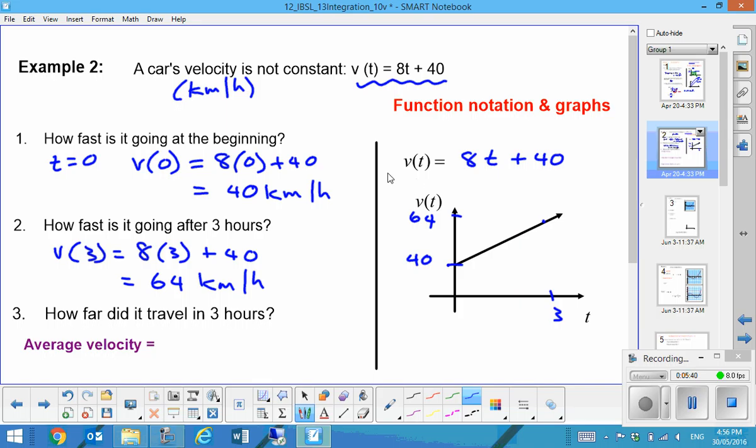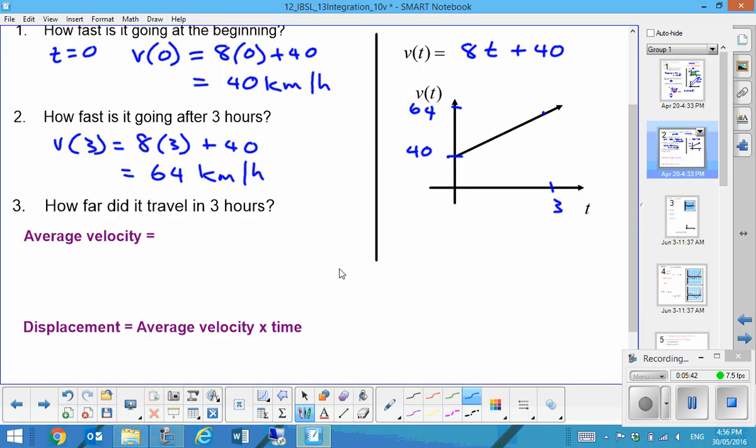So how far did it travel in 3 hours? Again, we want to think about area under the curve. So that's our area here. The dots always line up. So that's how far it's travelled. Now that we've done some calculus, we can see that's the area under the curve. Whereas if you think back to year 10, if you wanted to get how far it travelled in 3 hours, you'd think, well, what is its average velocity? Because we talked about displacement as the average velocity times time.